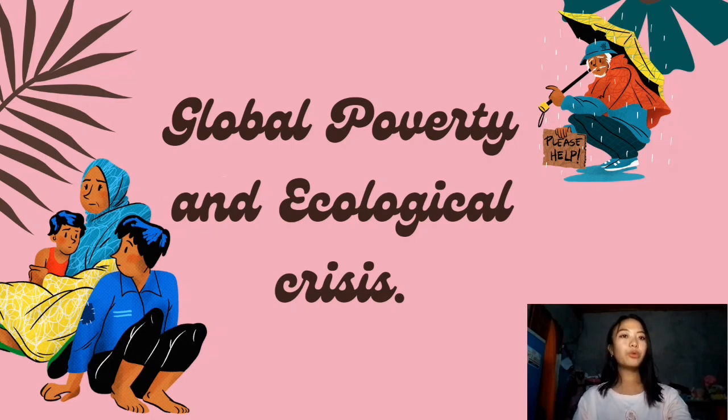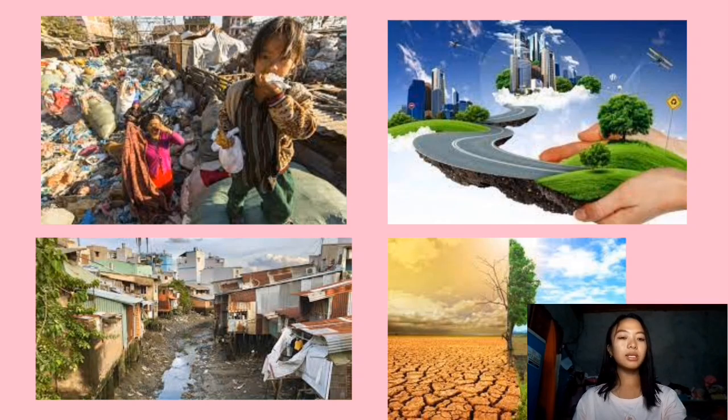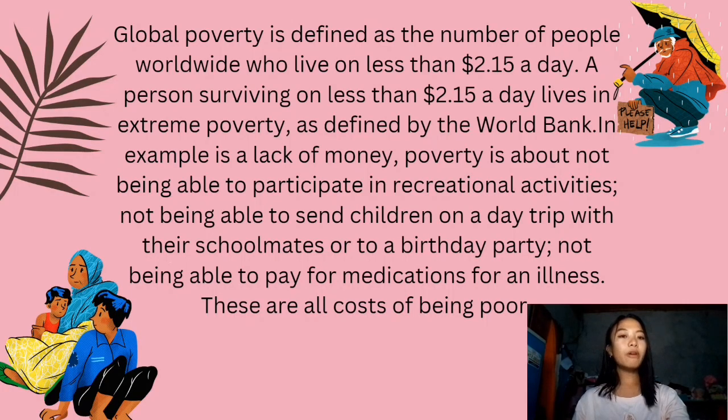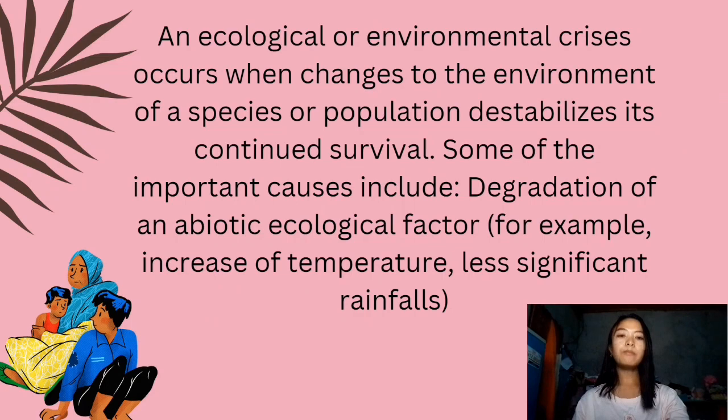Issues of growth and development deeply affect how an individual structures his or her life. Thus, everyone needs to understand key development issues the world is facing today, including global poverty and ecological crisis. So here is the definition and example of global poverty and ecological crisis.